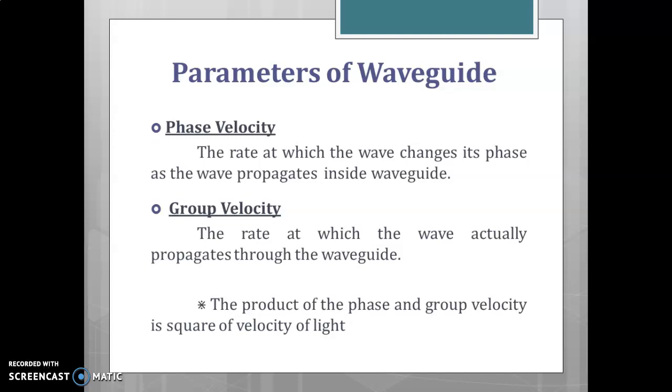And these two velocities are related to the velocity of light, that is, the product of the phase velocity and group velocity is the square of the velocity of light, that is Vp into Vg is equal to c square.